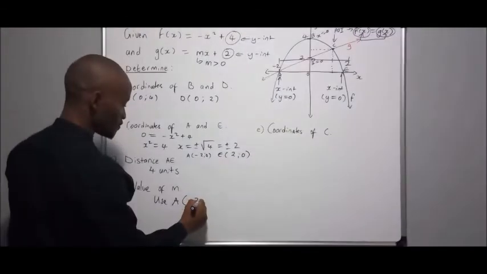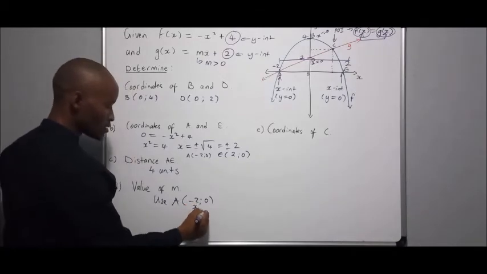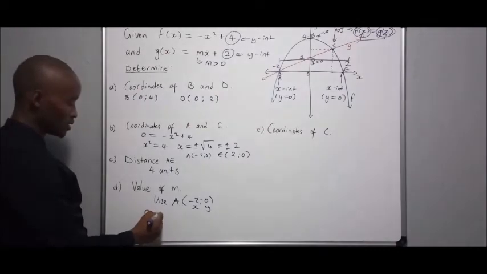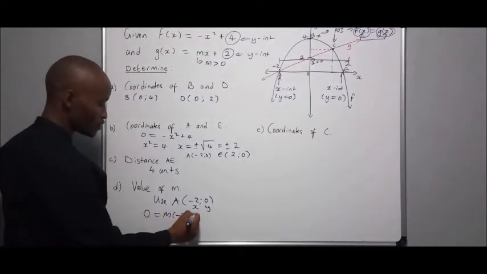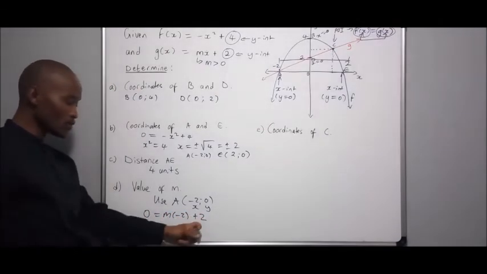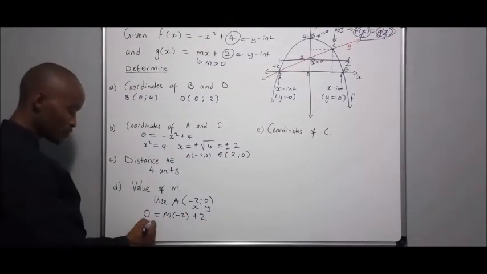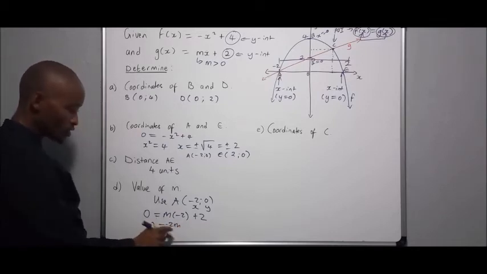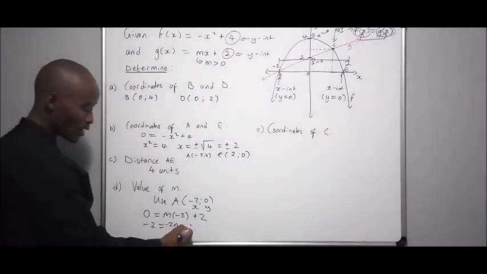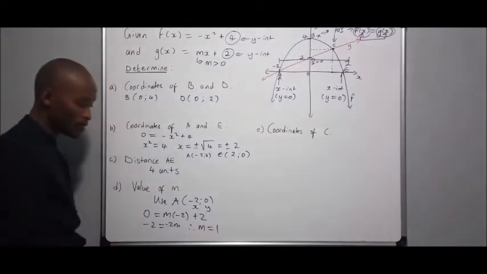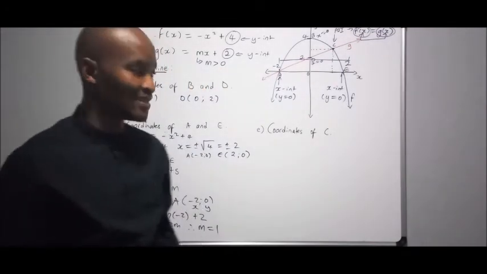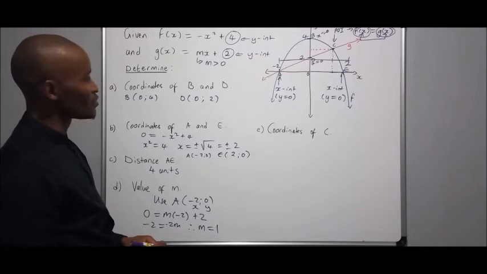Okay, so these are the coordinates for A. Your x is -2 and your y is 0. So we have 0 is equal to m times -2 plus 2. Transpose the plus 2 becomes a -2, and you divide both sides by -2 as a coefficient of m, yes, and you get a value of 1. M is equal to +1. It is what we expected. Okay, great stuff. I believe you're with me so far.